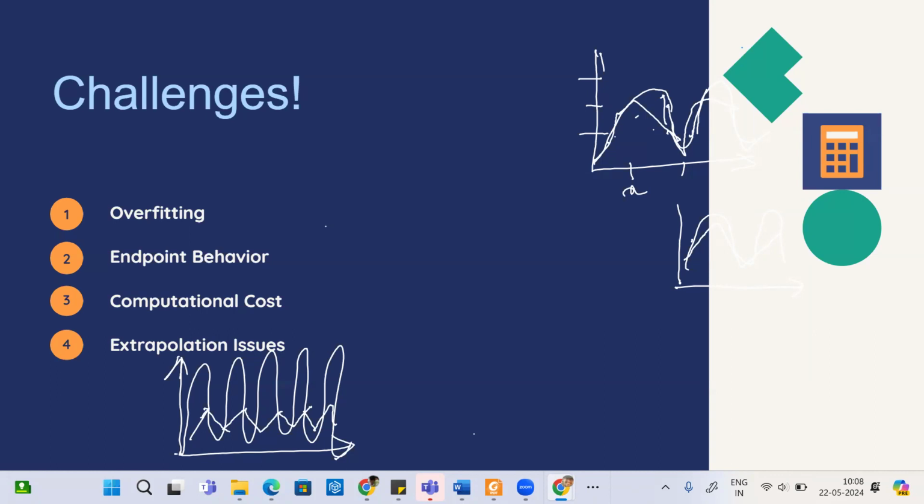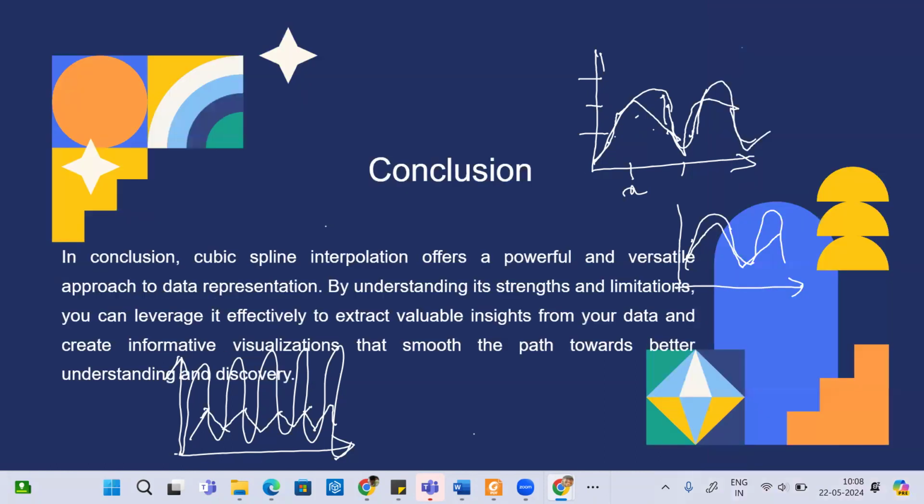So next we have extrapolation issues. Extrapolation issues means we have seen that interpolation is within the ranges, so beyond the ranges it is also unrealistic. Conclusion: cubic spline interpolation is a good interpolation method, which has both limitations and advantages. Thank you.